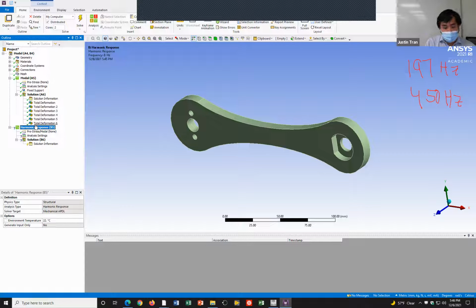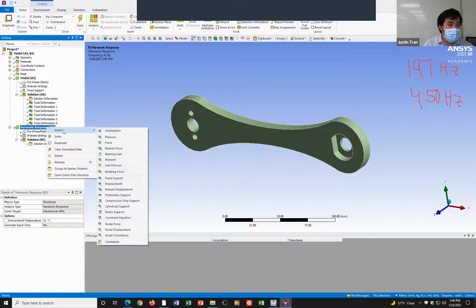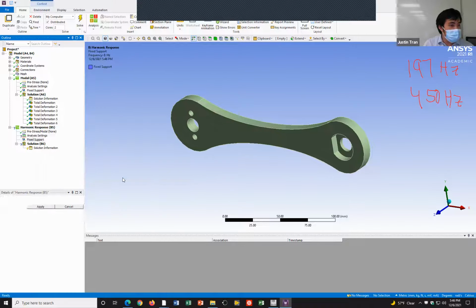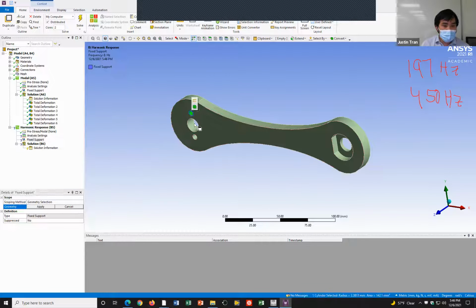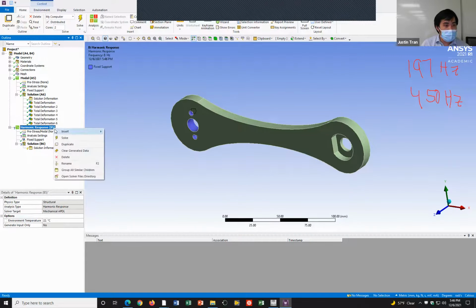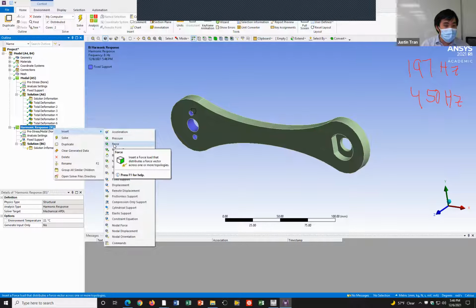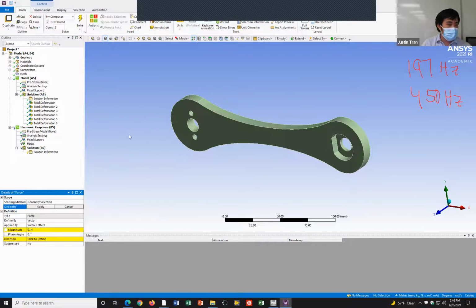The difference with harmonic response here is that we're going to actually apply a load to this. So let's go ahead and apply the boundary conditions. The first thing we need to do is apply a fixed support. Just like we did with modal, we're going to fix the 3 holes here. And then unlike the modal analysis, we're actually going to supply a force. This force is going to provide some kind of external stimulus to our model, and that's going to generate a vibration response, which is going to depend on frequency.